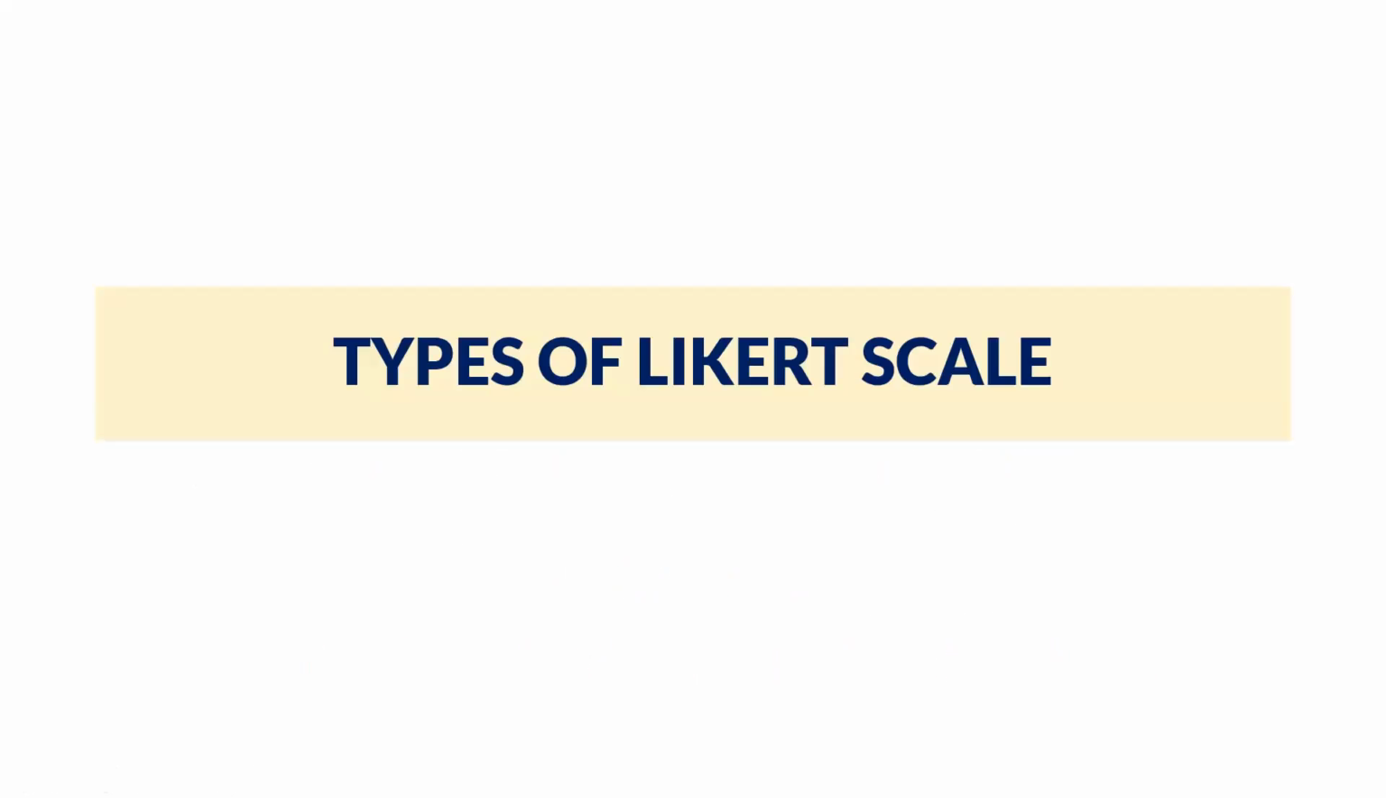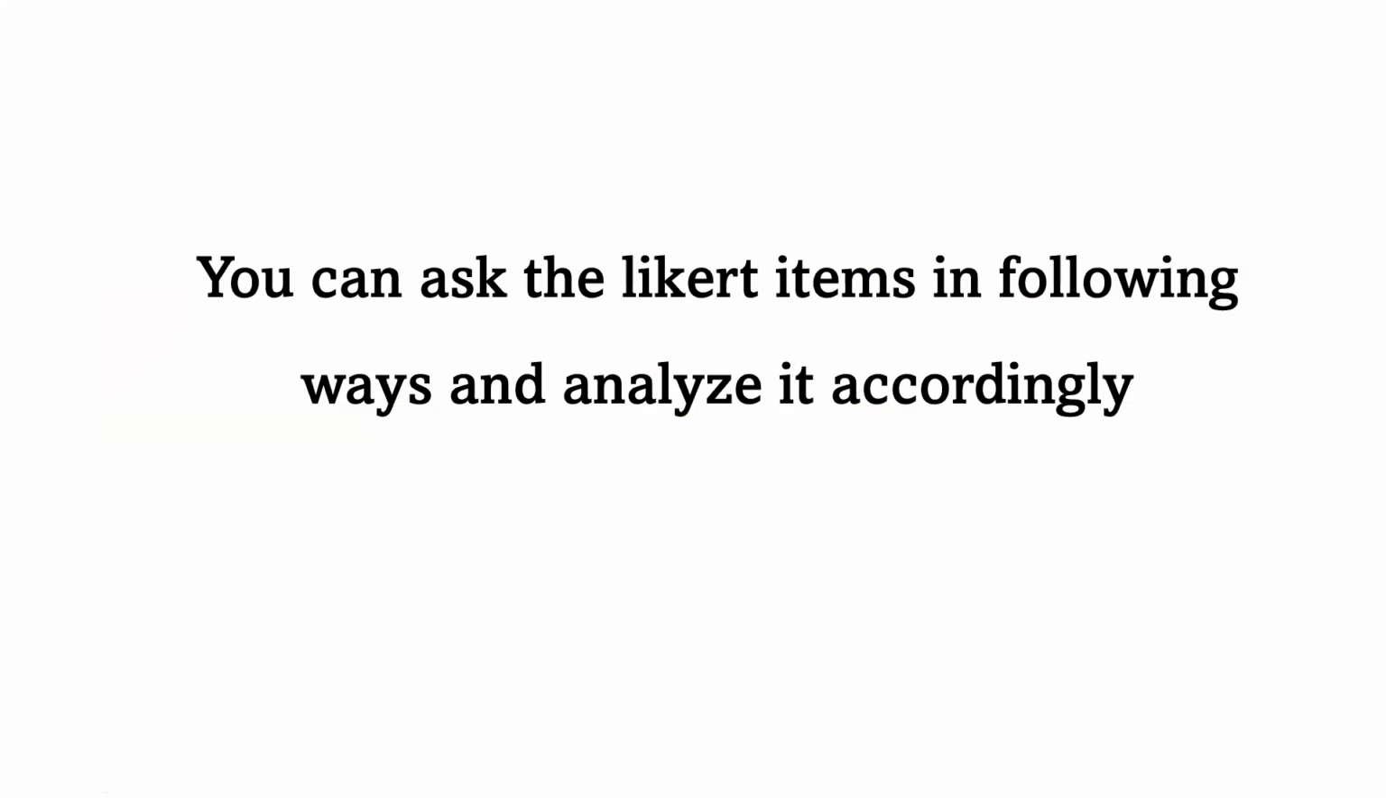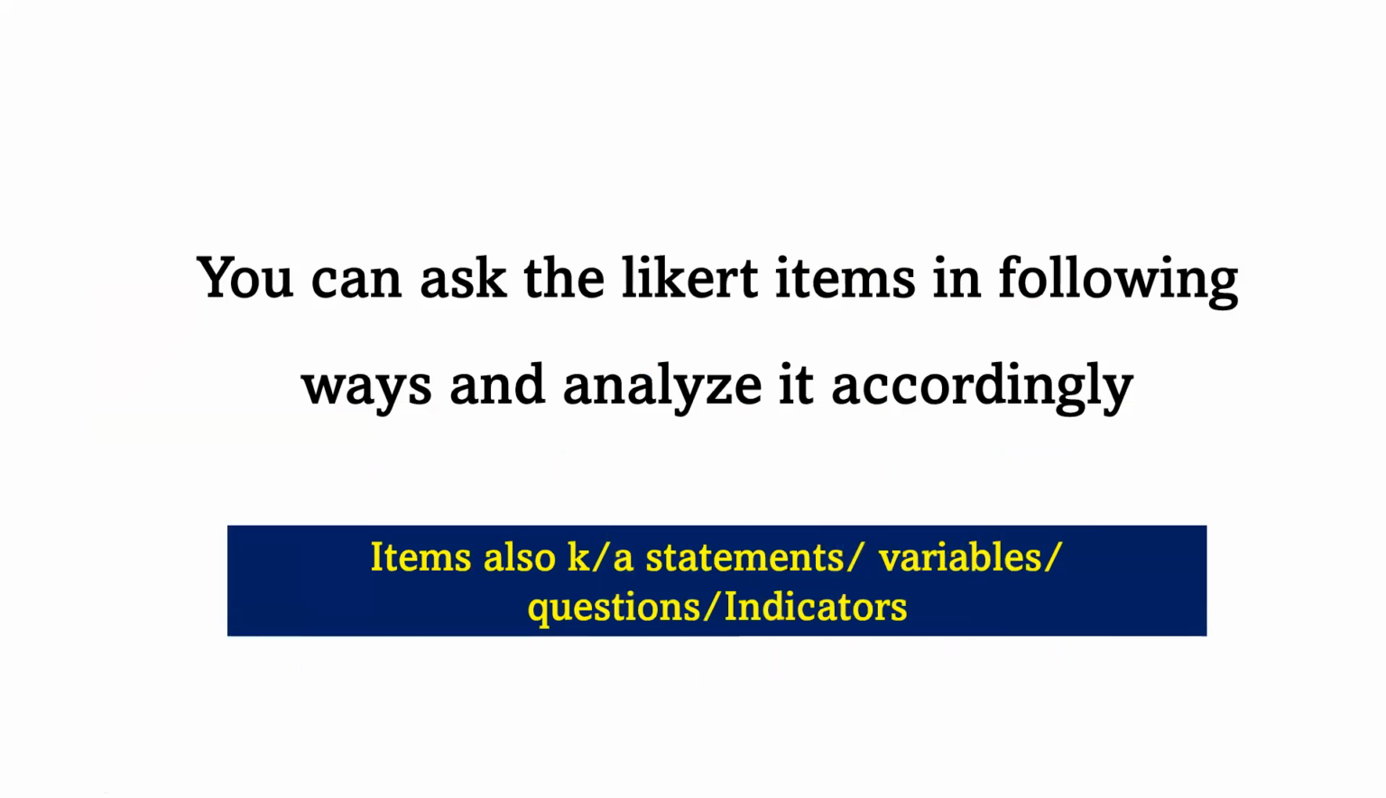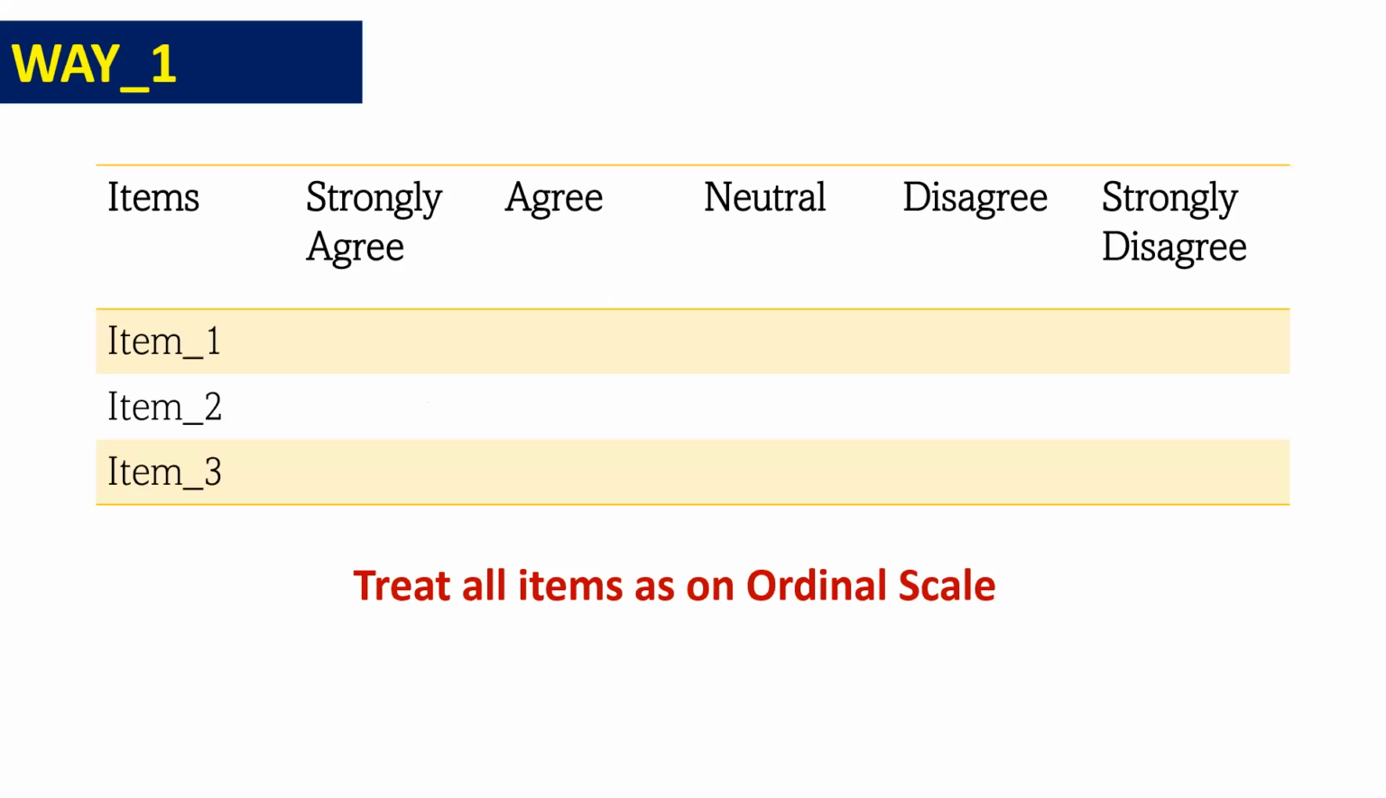Now there are various types of Likert scale. You can ask a Likert item in the following ways, and there are ways you can represent your result. Here are these 3 items. This is a 5-point scale, where neutral is generally kept as 3. Then strongly agree and agree are maybe 1 and 2, disagree will be 4, and strongly disagree will be 5. Now you have to treat these items as an ordinal scale.